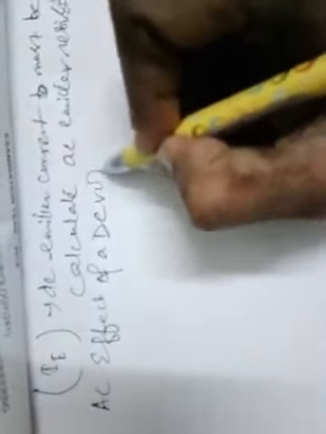Now let us see the AC effect of a DC voltage source. I am just discussing very fundamental things for the analysis of a transistor amplifier, so it will give you all the fundamental knowledge. Now let us draw a figure first.